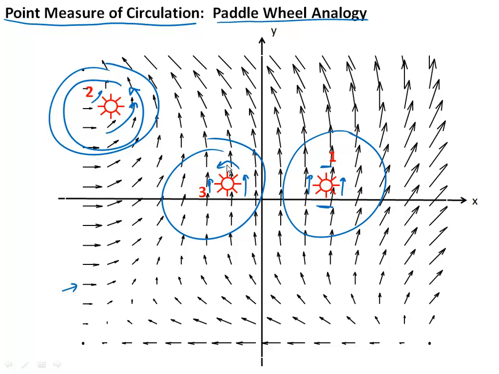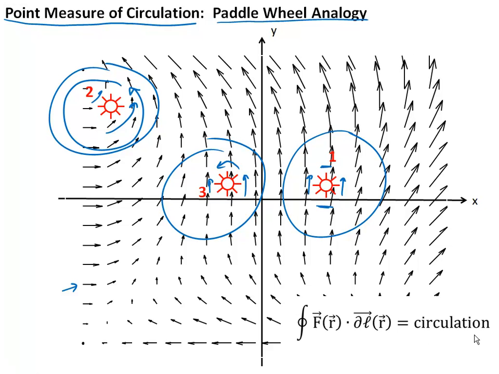How do we determine this? Essentially what we're doing is we're using these paddle wheels as a way to get a point measure of circulation of any vector field. We put in this imaginary paddle wheel, we see if it spins. If it spins, then the vector field has some kind of swirliness or circulation to it. And the way I can think about whether a vector field has circulation is to simply sum up the forces around the circumference of the paddle wheel.